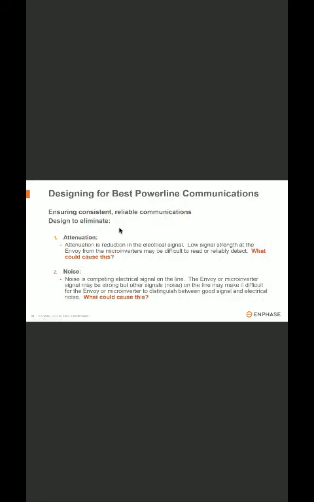Okay. Now, the factors which can really impact the communication, the PLC power line communication, is attenuation, right? So what is it? Attenuation is basically the reduction in the electrical signal. So it could be the distance. For example, every time when we talk about installation and designing, we make sure that your Envoy should be close enough to the microinverter. Okay? So attenuation is basically the reduction in the electrical signals.